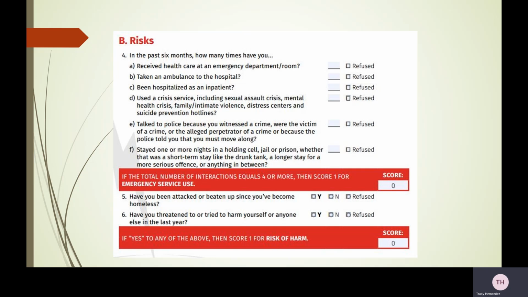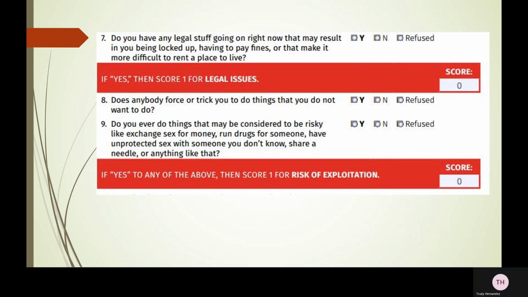After you get past risks, you can remind them that from now on, all you're seeking is yes or no responses to the questions. Question 7 is looking at legal issues. So do they have any legal stuff going on right now that may result in you being locked up, having to pay fines, or that make it more difficult to rent a place to live?